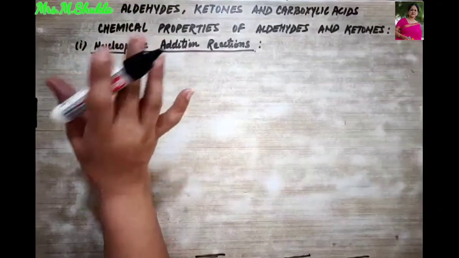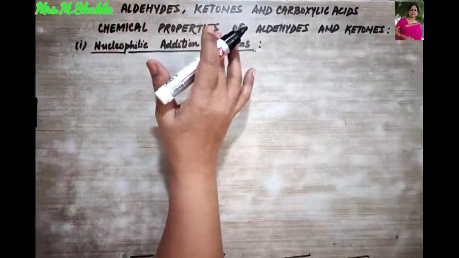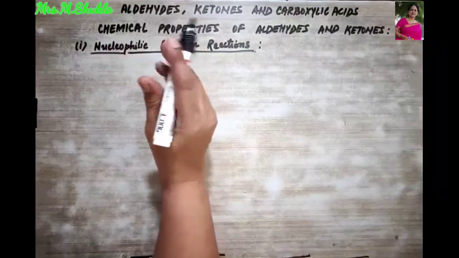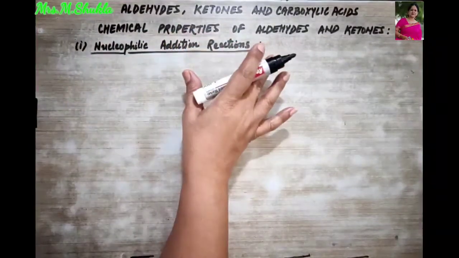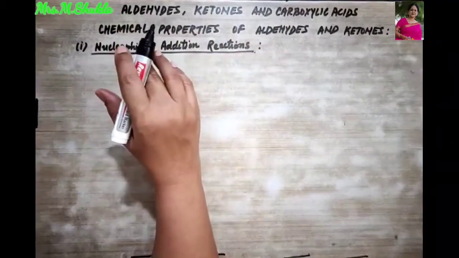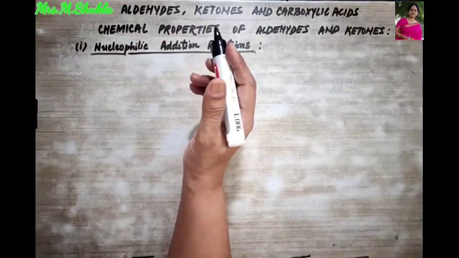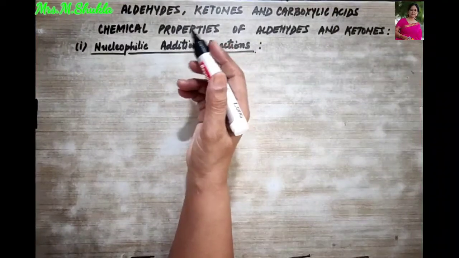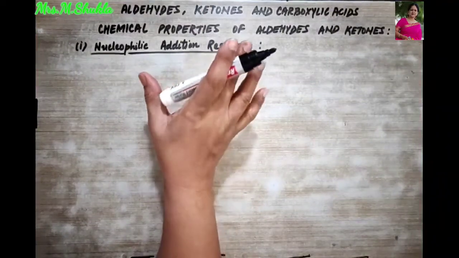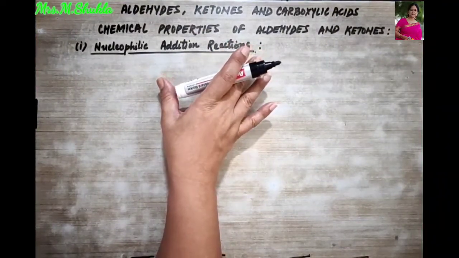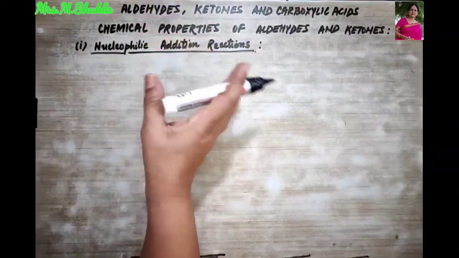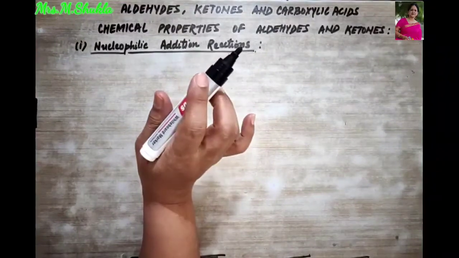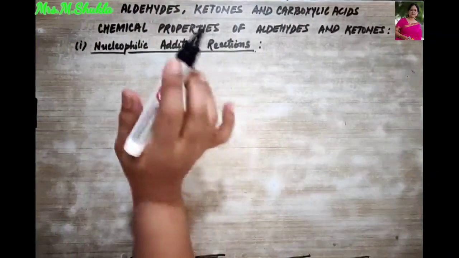The reactions of weak nucleophiles, for example ammonia, are carried out in weakly acidic medium, while those of the strong nucleophiles, like for example hydrogen cyanide, are carried out in the basic medium. Clear? So aldehydes are more reactive towards nucleophilic addition reactions than ketones.